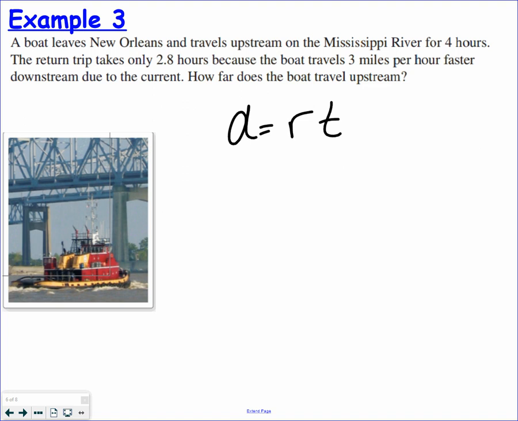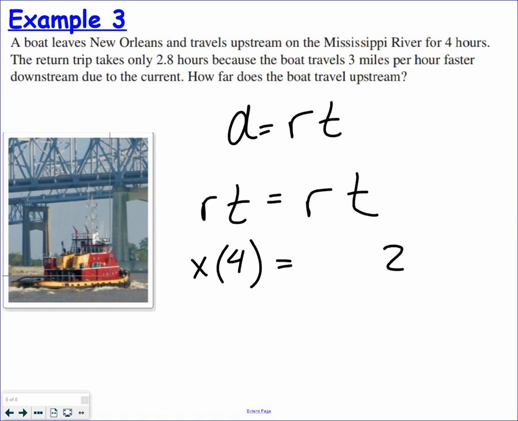So a little bit of maneuvering here. The rate and time going one direction needs to equal the rate and time going the other direction. So now it took 4 hours going one way at an x rate, and the other way it took 2.8 hours going at a rate that's 3 miles an hour faster. So the first one we went x, and the other one you went x plus 3. Distribute. So 2.8 times, whoops.